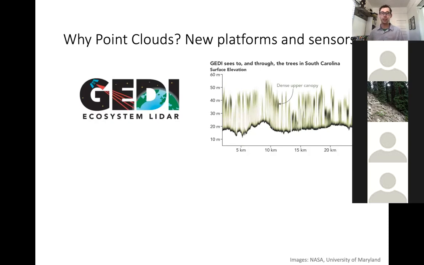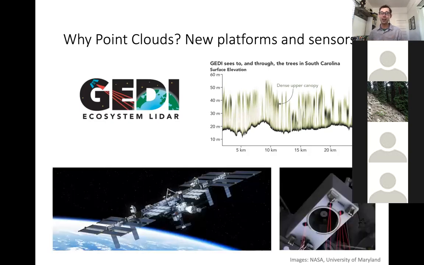So this is an example of JEDI data, actually from longleaf pine forests in the southeastern United States, from South Carolina. And JEDI, like a lot of other LiDAR instruments, is really good at measuring forest structure. But the thing that's unique about JEDI is that it's able to do that globally because it's mounted on the International Space Station.